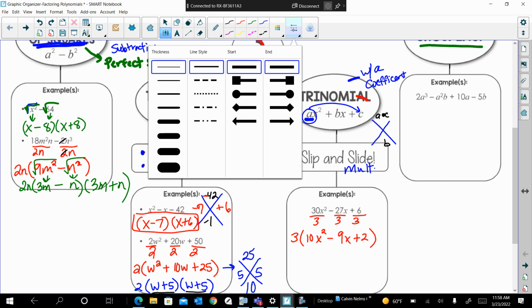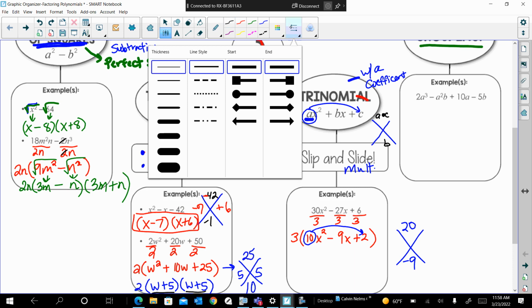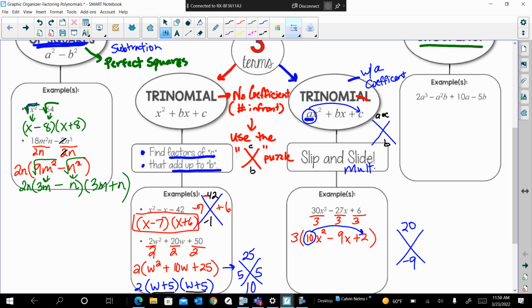Now I'm going to slip and slide the 10, because that's the coefficient, and multiply it to the 2, the last term at the end. So in my X puzzle, which I'm going to do to the side here, 10 times 2, the 20 is on the top, and a negative 9 is on the bottom. All right, so we're looking for factors of 20 with the sum of a negative 9.